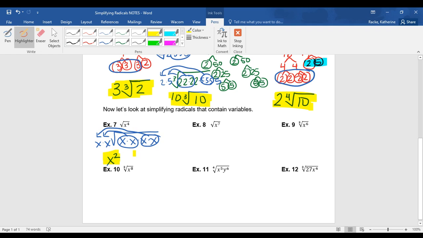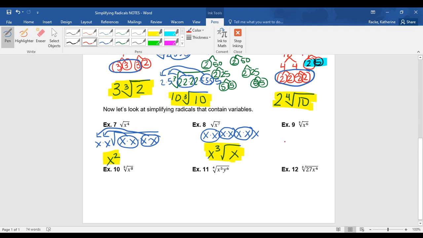Looking at example 8. So now I have 7 x's. 1, 2, 3, 4, 5, 6, 7. So looking for groups of 2 because it's a square root. There's 1, 2, 3. So that would be x to the 3rd. And I have 1 x left over, so I'm leaving that on the inside. And that would be your answer.